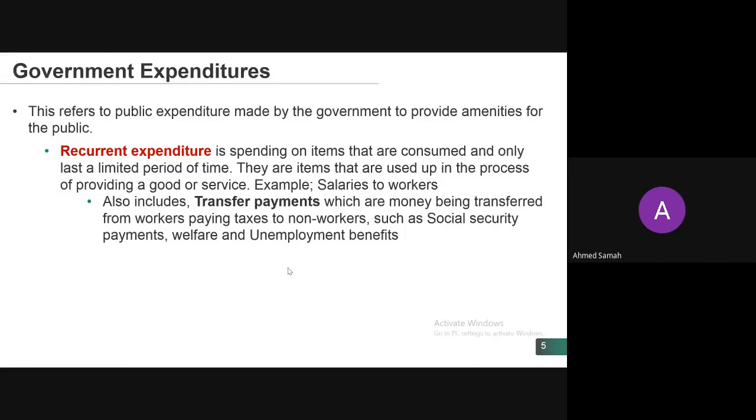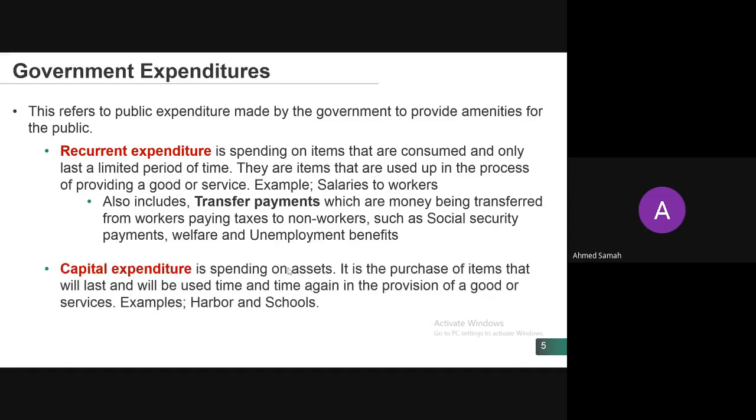For example, subsidies among social security payments, for example the old age payments. In advanced countries there are well-established unemployment benefit schemes, so these transfer payments are also falling under recurrent expenditure of the government, because they pay them every month or every week.